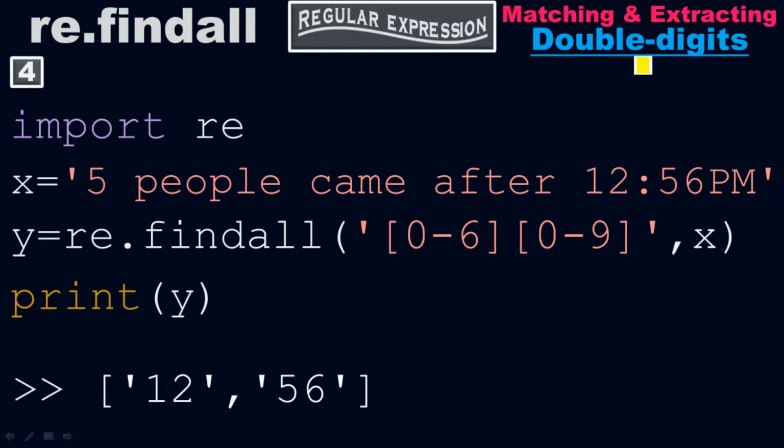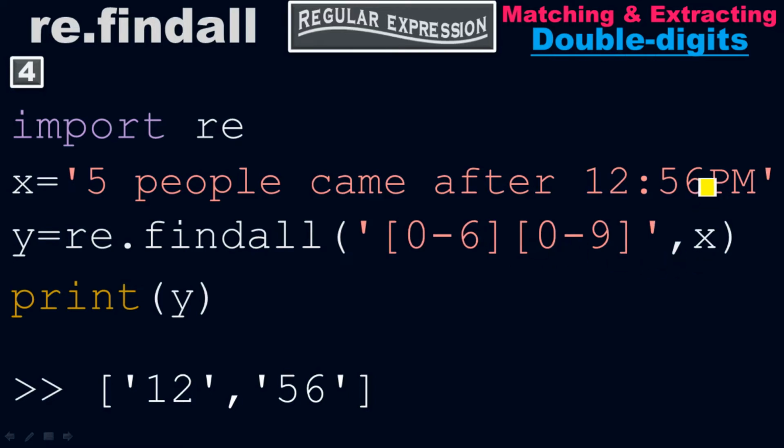Look, we are checking for the double digits. We are matching and extracting double digits here. Last time we were doing it for the single digit. So first to import the regular expression library, just write import and then re. x equals to 5 people came after 12:56 p.m. y equals to re.findall of [0-6][0-9], comma x.